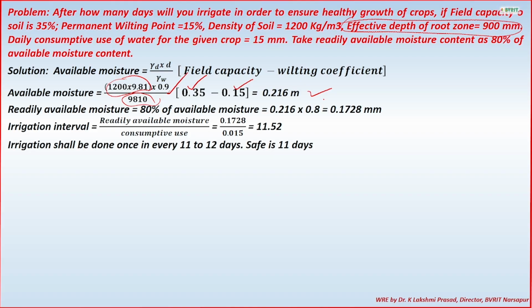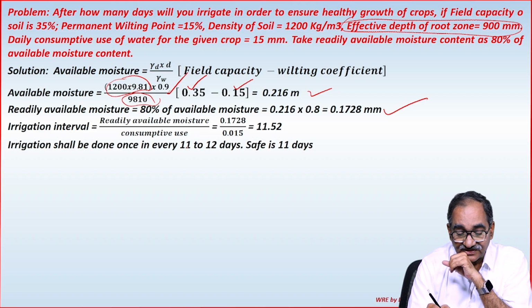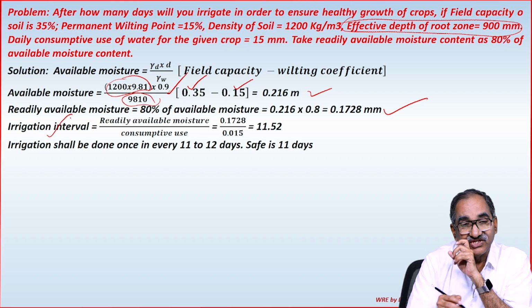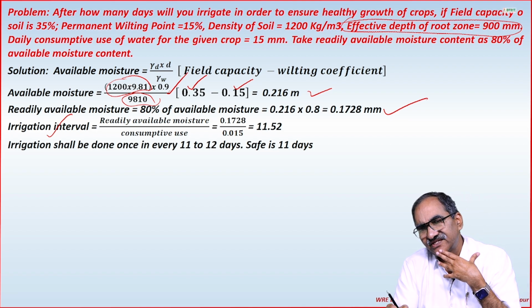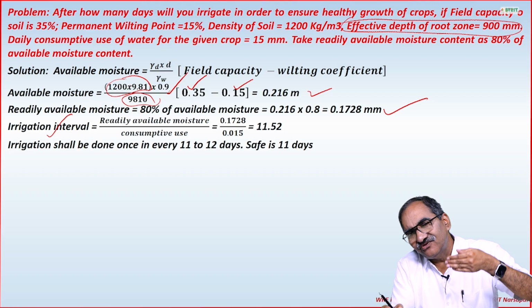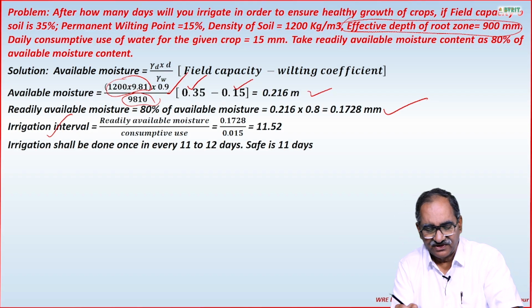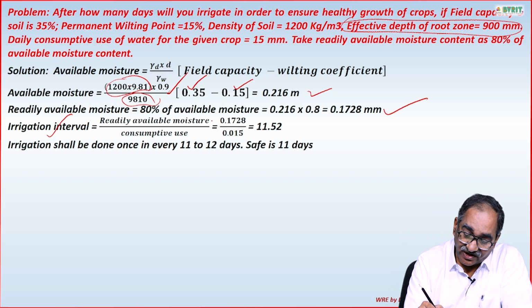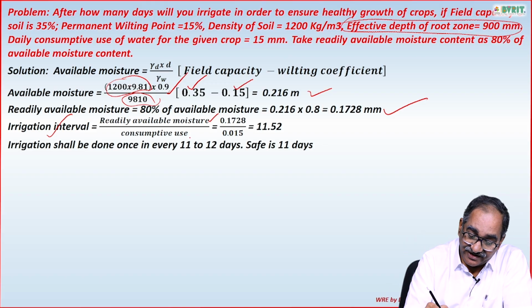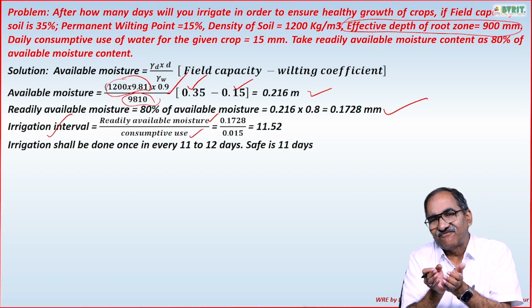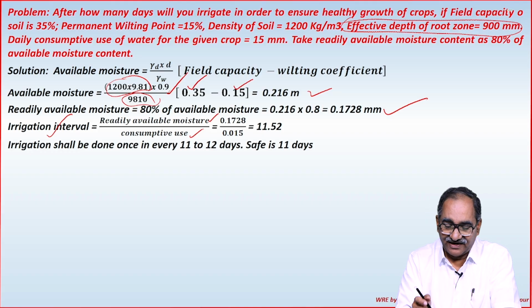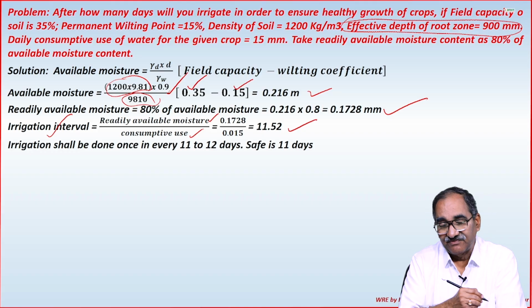Out of this, how much is readily available? 80%. This I calculate. So readily available moisture divided by consumptive use will give you the irrigation interval. Irrigation interval suggests after how many days again you need to supply water to the crop. So readily available moisture divided by the consumptive use, that means the amount of water being effectively used by the plants, is equal to 11.52.